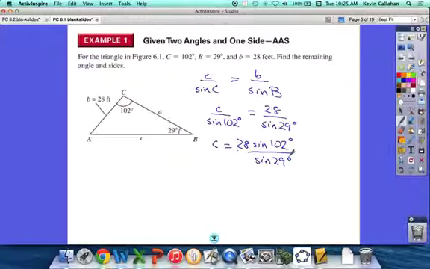Clear. So first make sure you're in the right mode, degrees. Second, clear. 28 sine 102 divided by sine 29. 56.5. C equals 56.5.